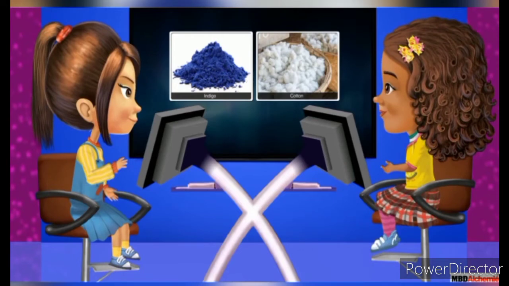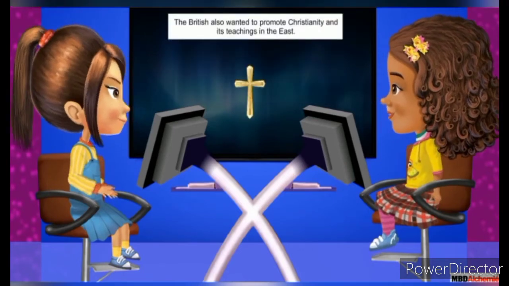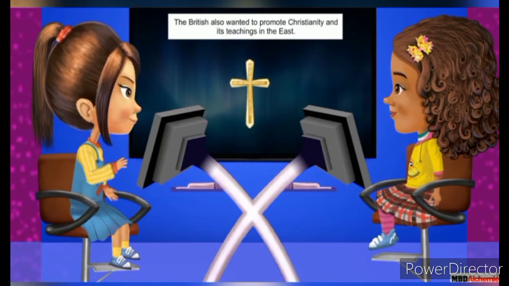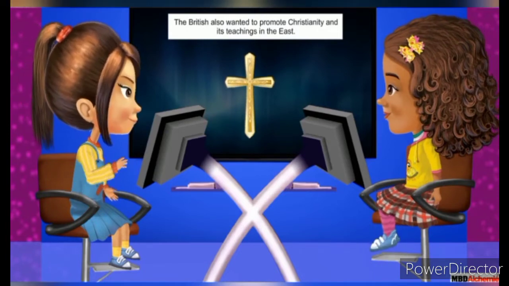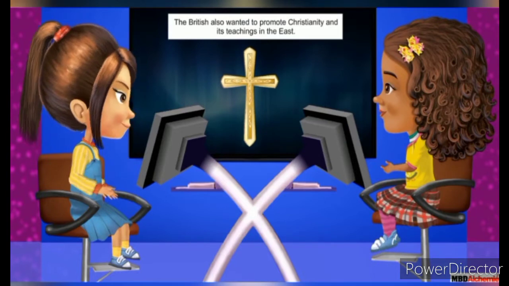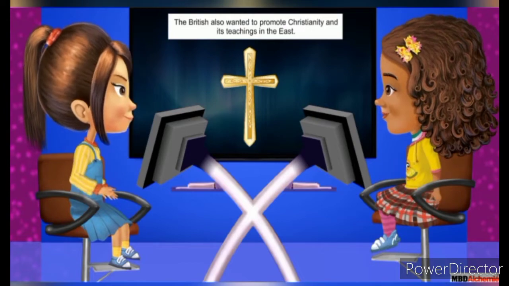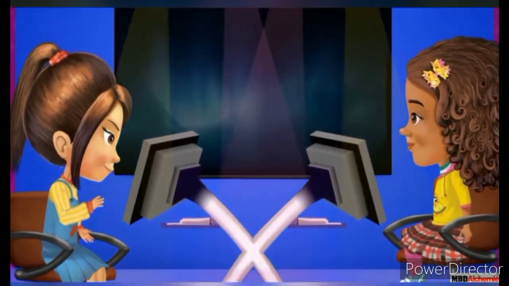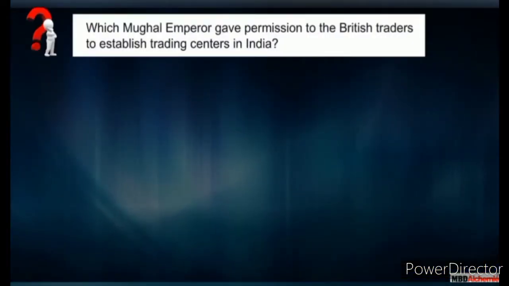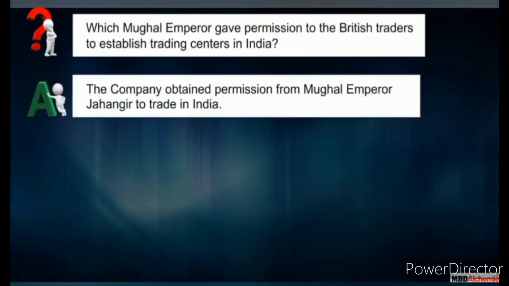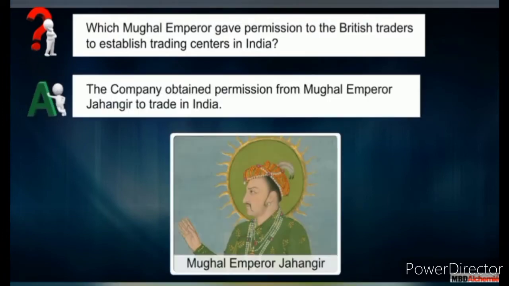Yes, you're right. But I have heard that the British also wanted to promote Christianity and its teachings in the East. So I guess we can consider it as another reason for which the British came to India. Yes, of course. Let's move to the next question now. Can you tell me which Mughal emperor gave permission to the British traders to establish trading centers in India? The company obtained permission from the Mughal emperor Jahangir to trade in India.